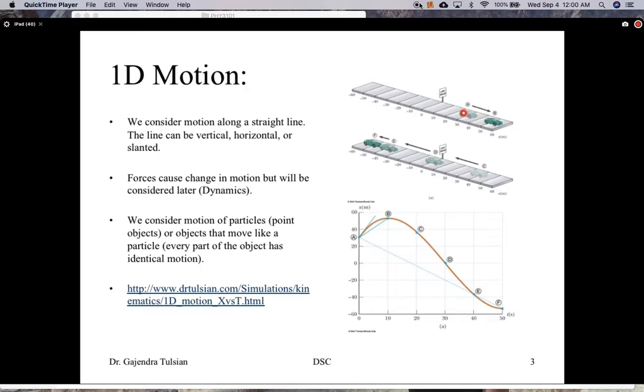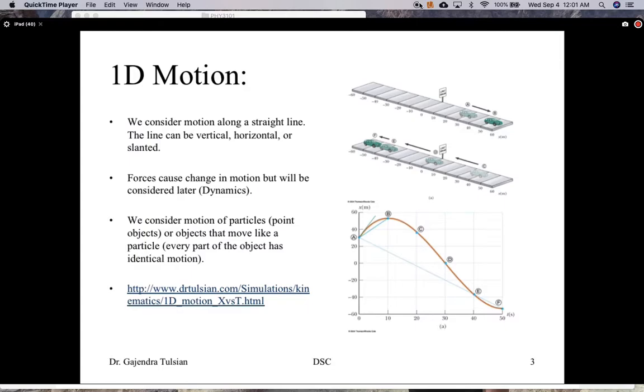So for instance, this car moves forward and then starts moving backwards. Okay, so the position of the car, we'll call this the x-axis. Here the origin, that's the reference point, and distances to the right are positive and distances to the left are negative. Okay, so the position of this car as a function of time, so the x coordinate as a function of time, is plotted on this graph.